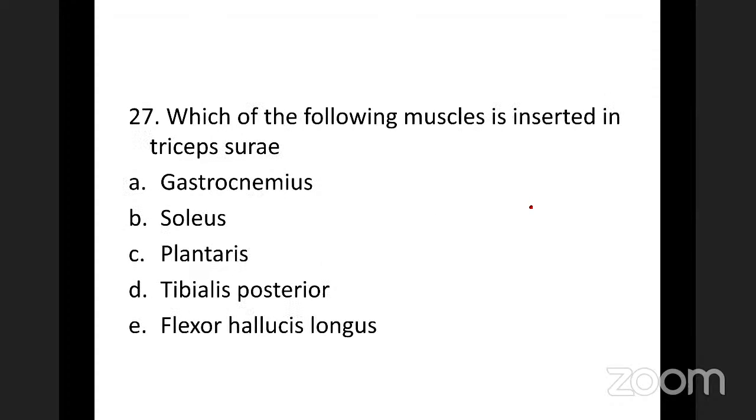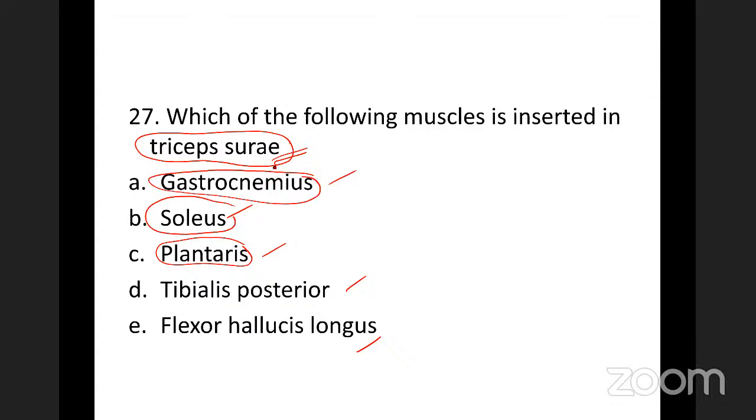Which of the following muscles is inserted in triceps surae: gastrocnemius, soleus, plantaris, tibialis posterior, flexor hallucis longus? What is the answer, students? Plantaris. Triceps surae means 3 muscles. Very good. Plantaris and 2 more muscles: soleus and gastrocnemius.